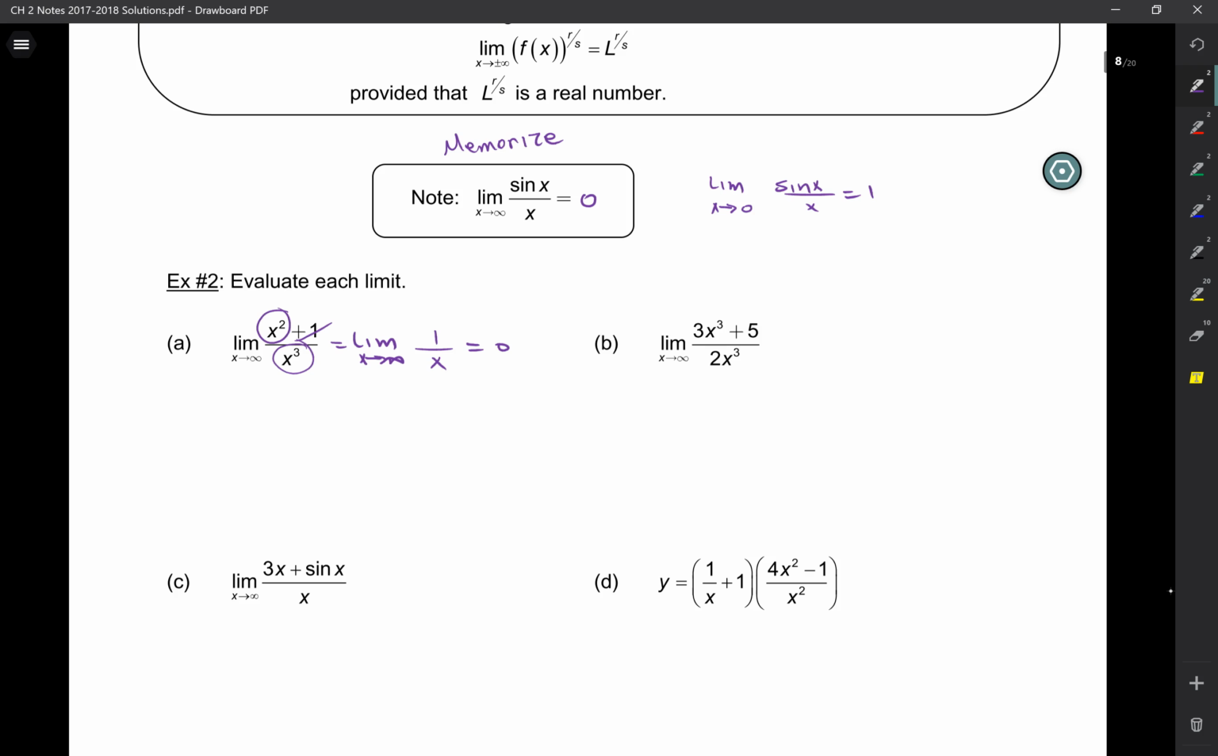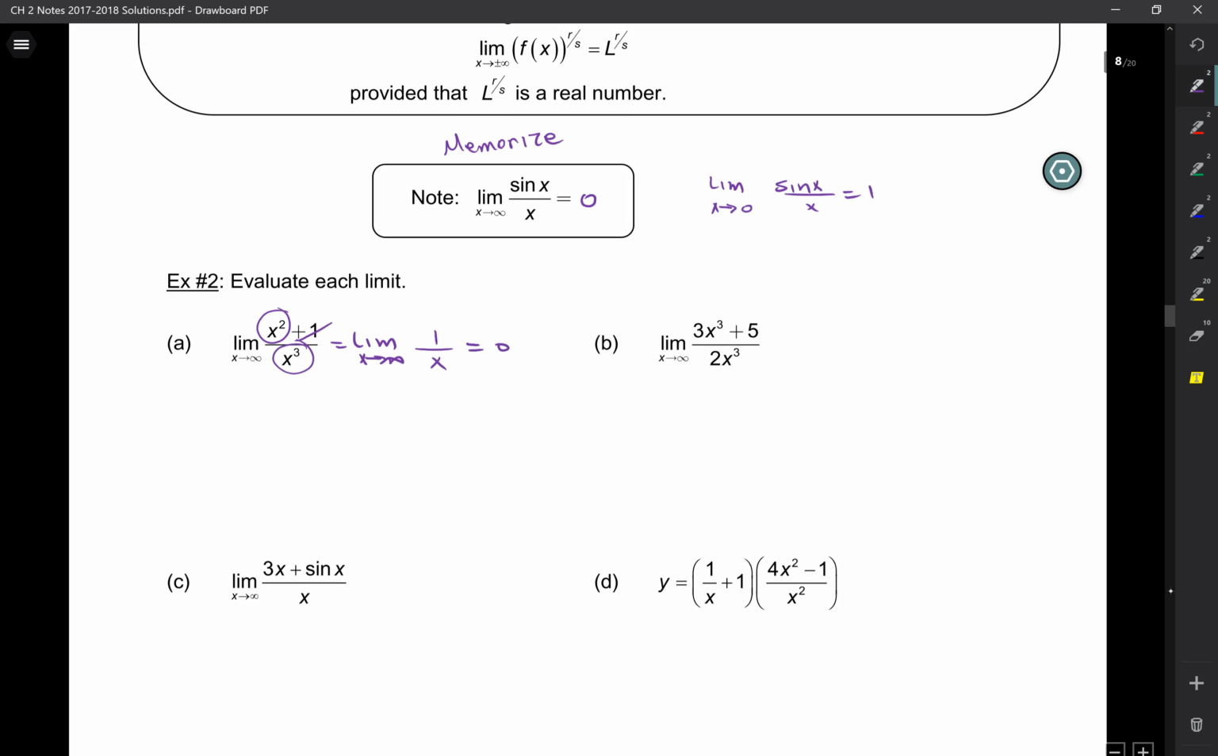But if it was x over 1, if it was the limit as x approaches infinity of x over 1, and x was getting infinitely large, it would just be infinitely large. Yes, correct.